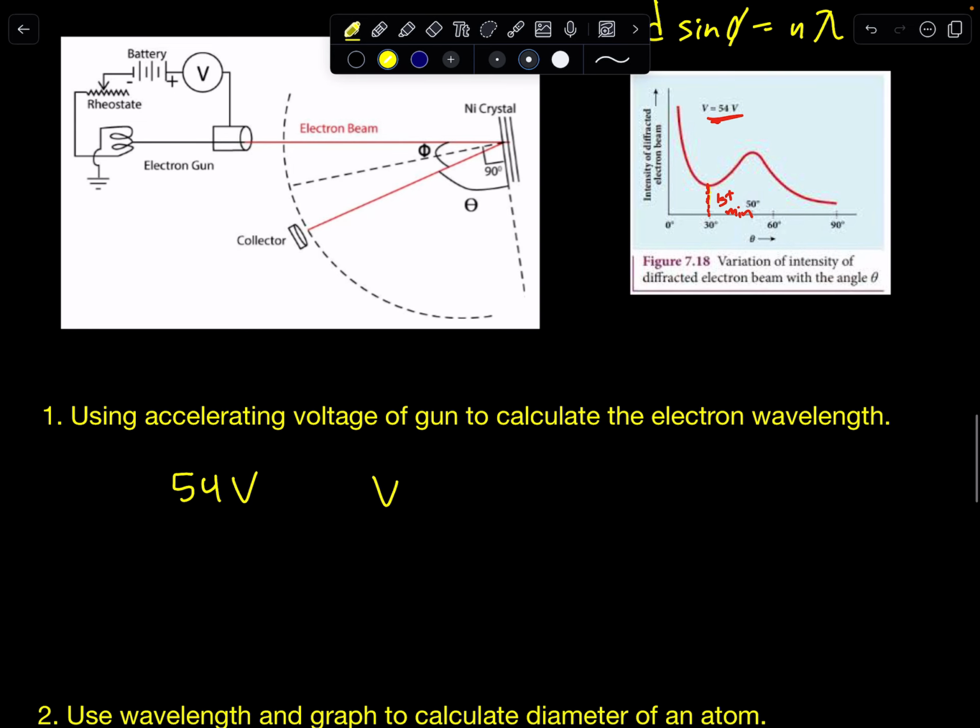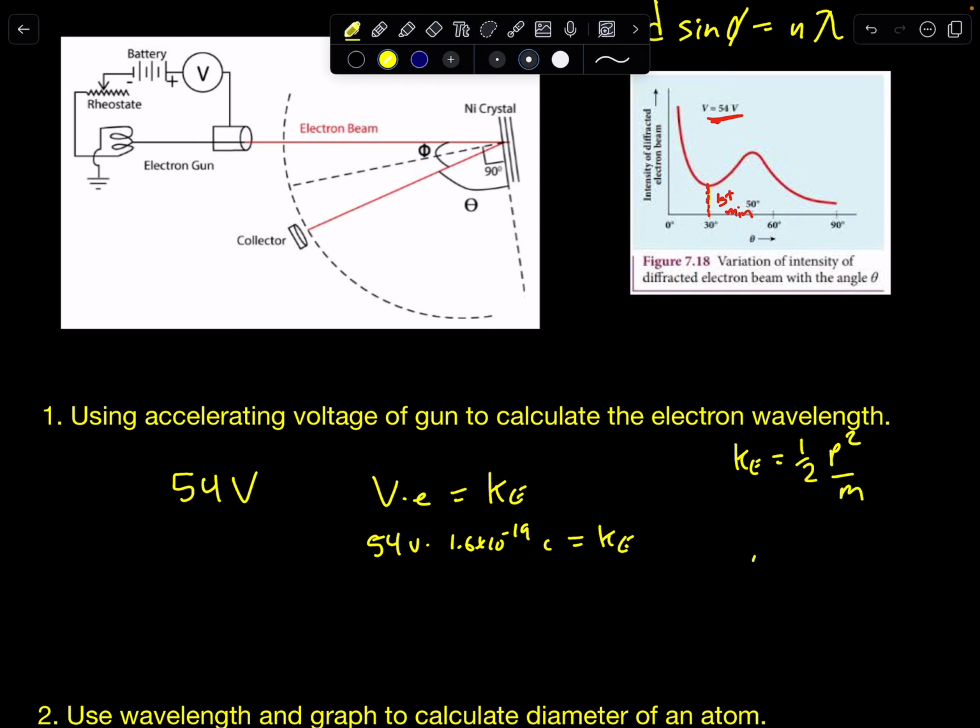So voltage times the charge of an electron is equal to kinetic energy. Okay, that's the first step that I need to know. So 54 volts times 1.6 times 10 to the minus 19 coulombs is equal to the kinetic energy of an electron. And we know that the kinetic energy of an electron is equal to 1/2 p squared over m.